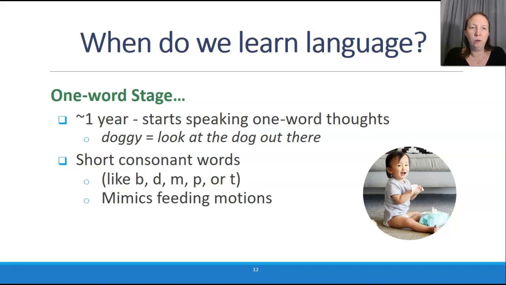And so they start to have these thoughts and can pick out maybe single words to try to convey that thought. They're also starting to be able to produce short consonant sounds like B, D, M, P, or T. Because when you make those sounds, and even if you feel like an idiot, I suggest you do it, they mimic feeding motions. So your tongue, your lips, your teeth are copying motions similar to eating or perhaps sucking on a bottle. Typically at this stage, family members or people who are around that 1 year old often know what they're trying to convey, but maybe not other people.